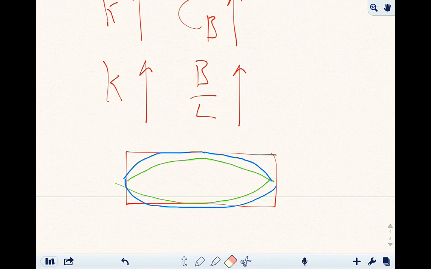Boy, this is poorly drawn. Let me at least get my first boat to have the right beam. Ugh. Drawing with my finger. Okay.